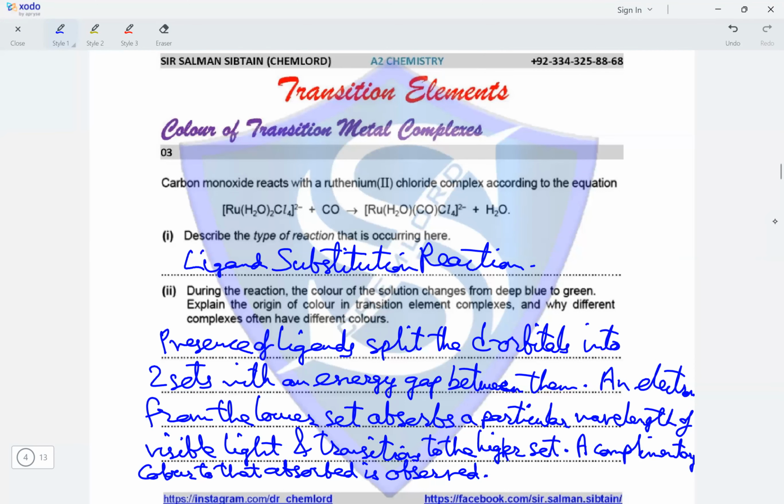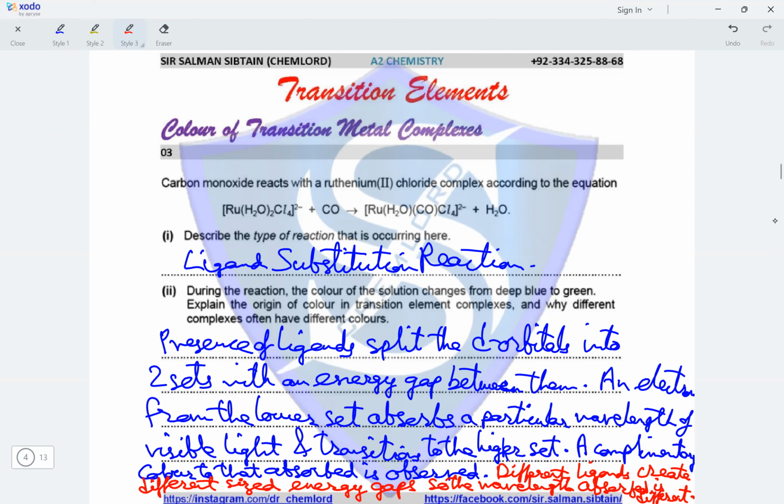And the other thing that is asked, why different complexes often have different colors. Different ligands create different sized energy gaps. So the wavelength absorbed is different. And because different wavelengths are absorbed, therefore the color observed will also be different.